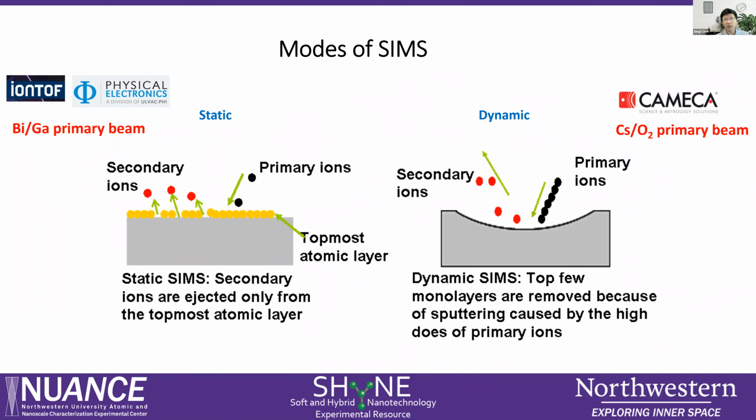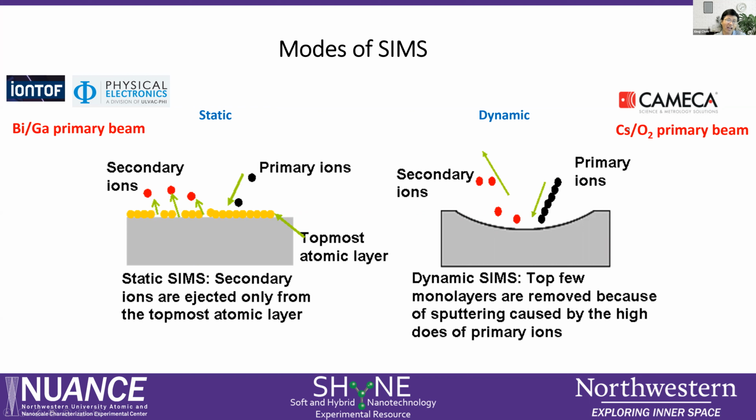Some people may know that some universities, like Stanford, have a NanoSIMS. What's the difference? These are the modes of SIMS. There are two different types: static SIMS and dynamic SIMS. Stanford's NanoSIMS is made by Cameca. They use cesium and oxygen as the primary beam to bombard the surface and generate the secondary ion.